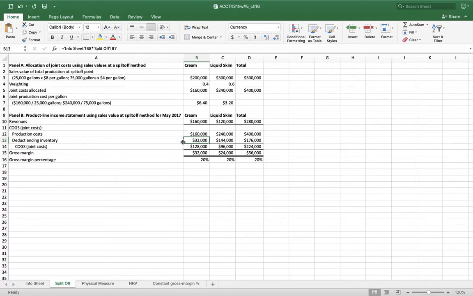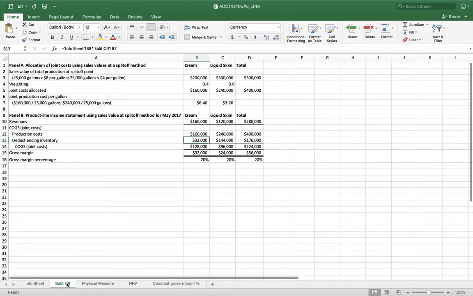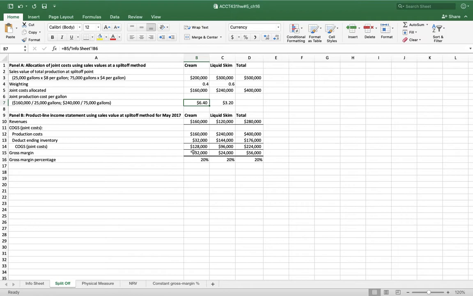For the deducting ending inventory, you take the ending inventory from the info sheet, which is 5,000, times the joint production cost per gallon, which is right here, $6.40. And then that gets you 32,000. And then for cost of goods sold, it is just the production cost minus the deducting ending inventory. It gets you that 128,000.